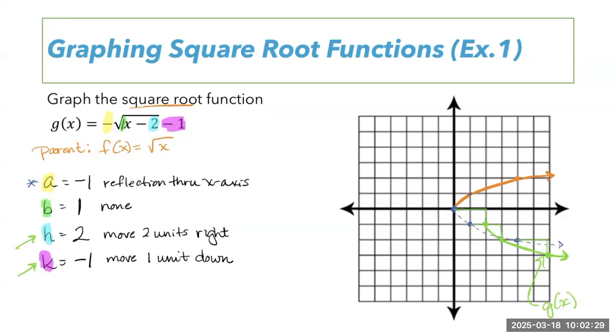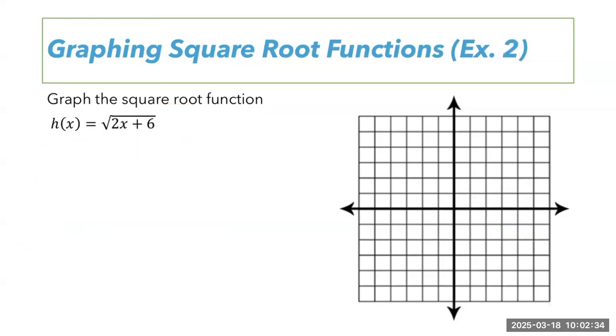Okay. Let's take a look at another example. So this time we have h of x equal to the square root of 2x plus 6. So we are still dealing with a parent function that is the square root of x function. So we know it's still going to look like this. Okay, that's our starting place.